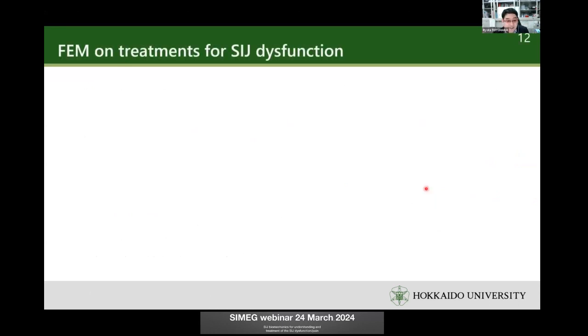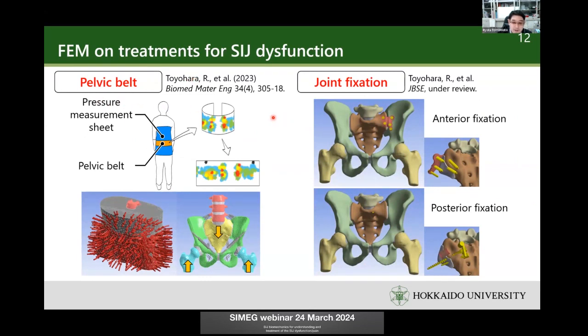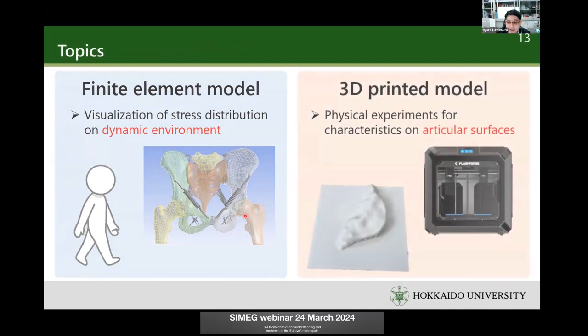Here, I will not talk in detail, but I work on treatment methods using the finite element model. Here is a pelvic model, a pelvic belt, and joint fixation. Both results show that the support joint motion is decreased. So this treatment can fix the support joint. So let's move on to the next topic about the 3D printed model.